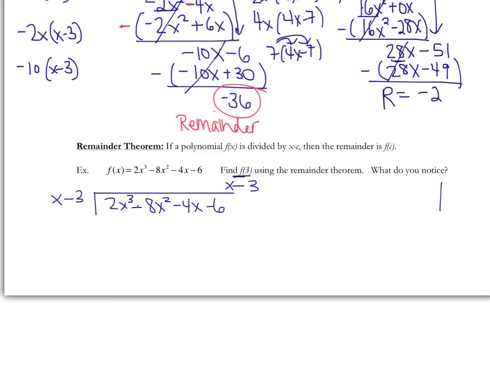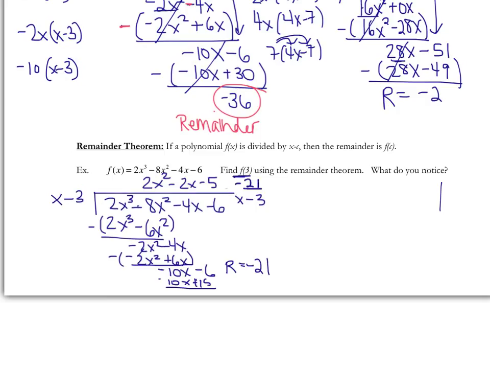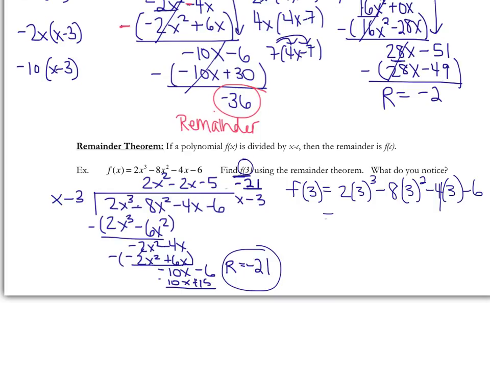Now is a good time to hit pause and then check your work with what I do. So my quotient was 2x squared minus 2x minus 5, minus 21 over x minus 3. My remainder here was negative 21. So using the remainder theorem, what this really tells me is that if I evaluate my function at 3, so 2 times 3 cubed, minus 8 times 3 squared, minus 4 times 3, minus 6, go ahead, enter that all into your calculator, and you should end up with negative 21.